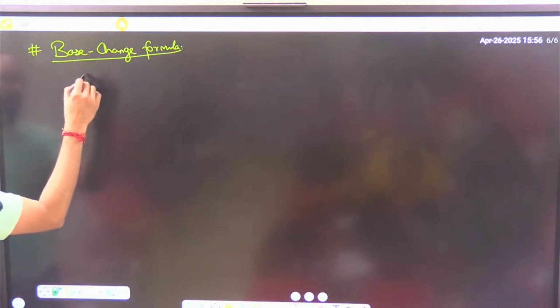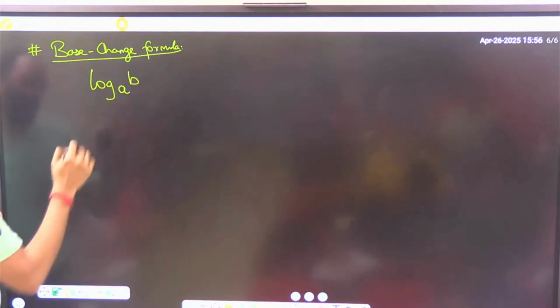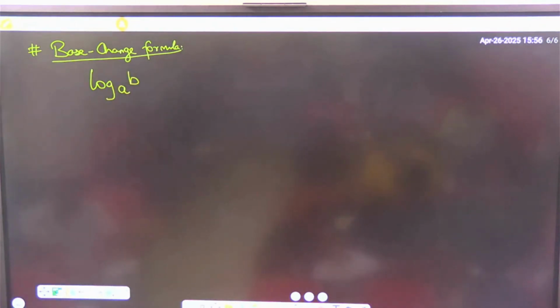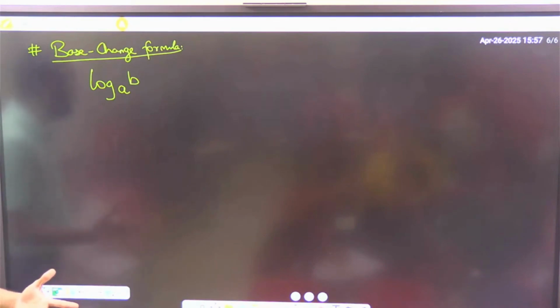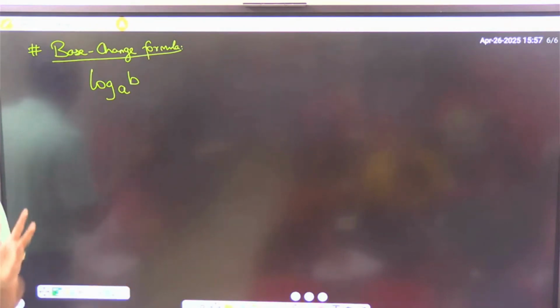Now the base change formula is, suppose we are given log of a number b to the base a, and we want to change the base of the log to something else. Like a is a number that doesn't really suit you, so you want to change the base of the log to your lucky number. How do you do that?